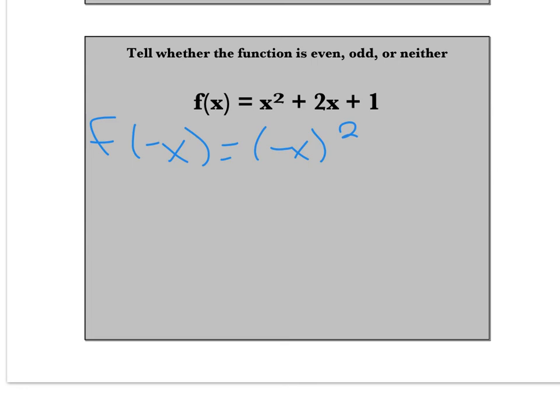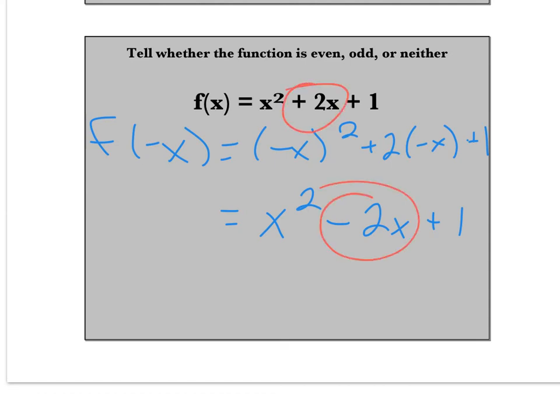So we have negative x squared plus 2 times negative x plus 1. Well, the negative x squared, we saw that on the last slide. The negatives are going to cancel, and that's the same as positive x squared. Not too bad. So it's on the track to maybe being an even function. So 2 times negative x is negative 2x, and then we still have the plus 1. So is this the same as the original function? No, it's not actually. The original function had a plus 2x, our new function has a minus 2x. Those aren't the same. This is not even.